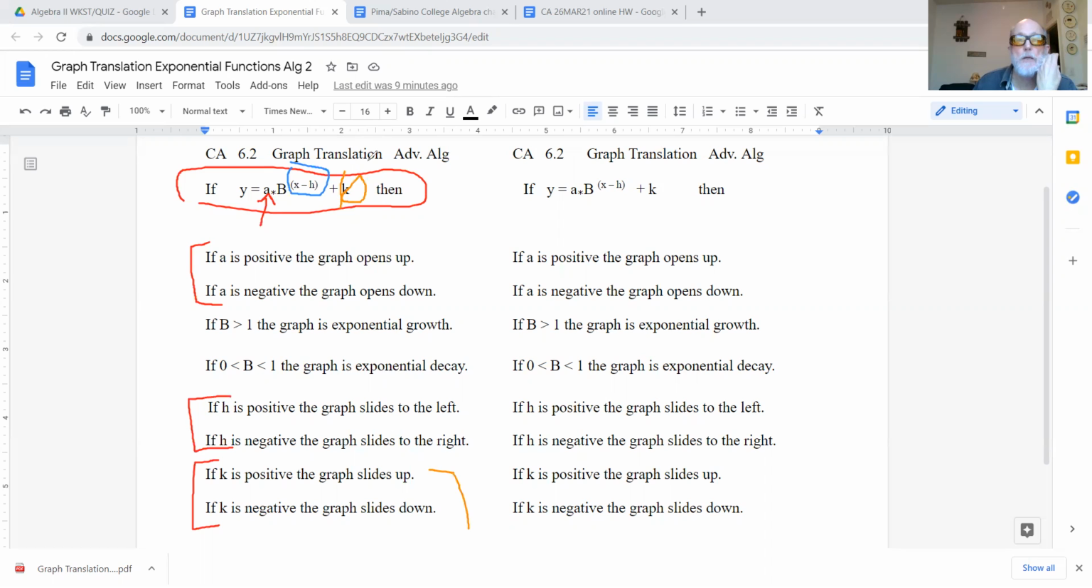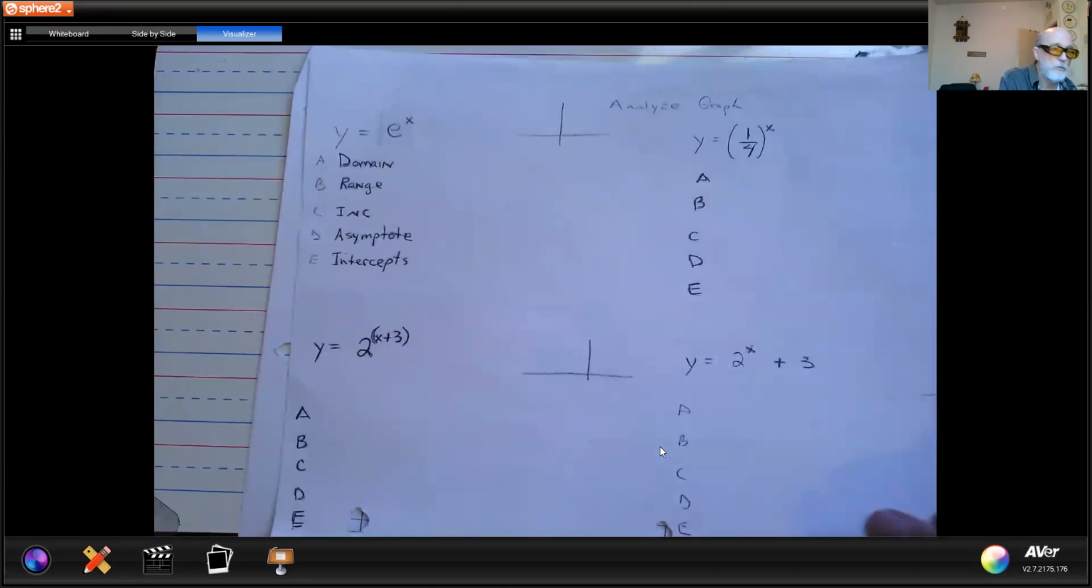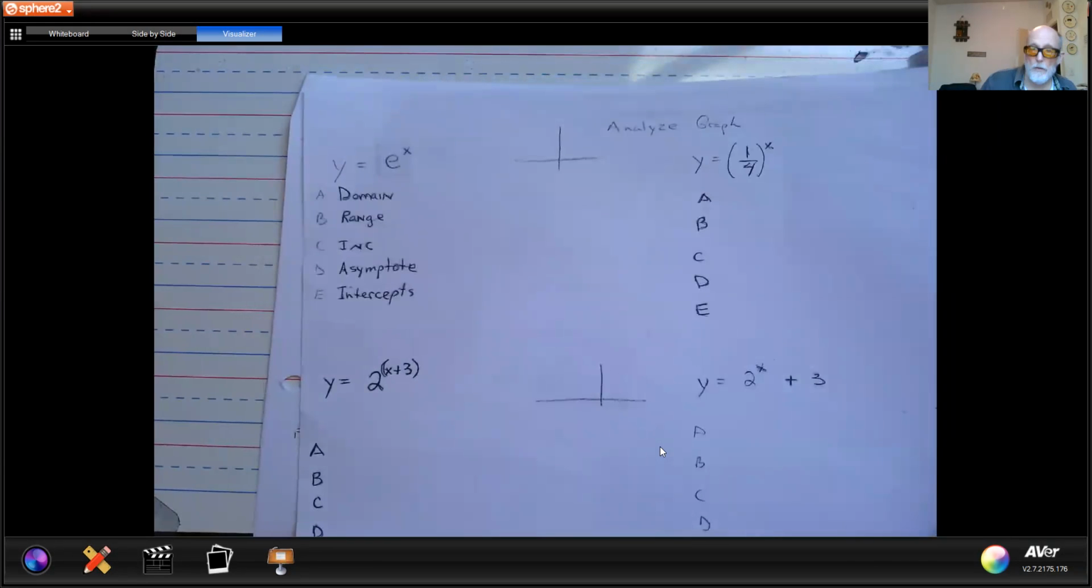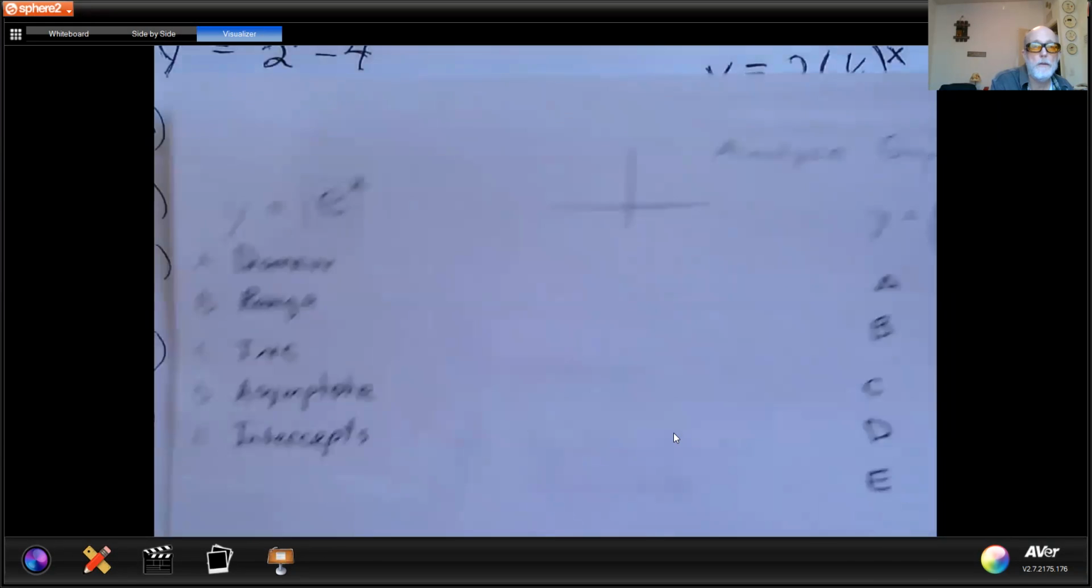Okay, so let's do some examples. So we're going to skip forward to, oops, wrong button. We've got to share a different screen. There we go. Okay, so let's start with this one, and we can zoom in so we can see what we're doing right there.